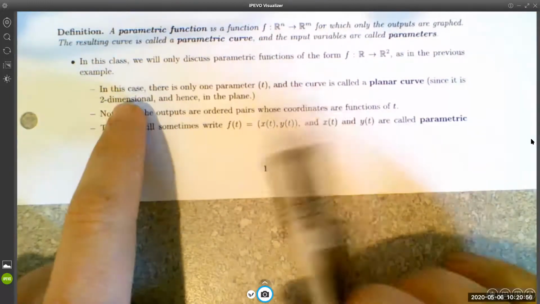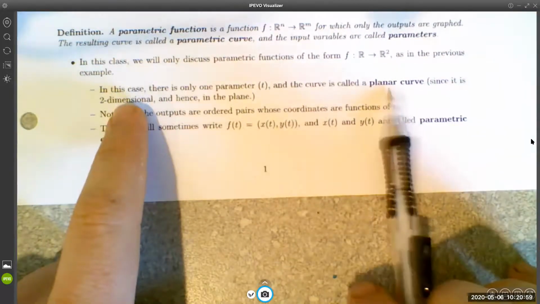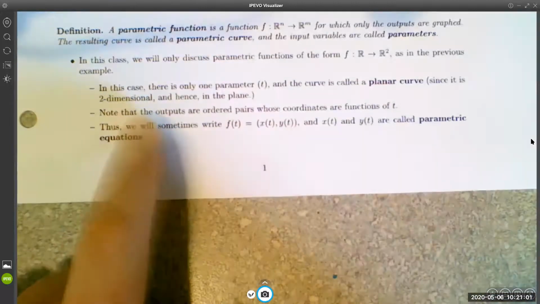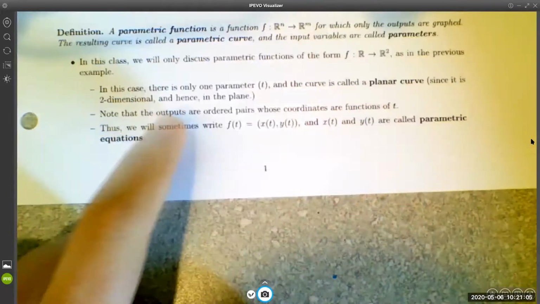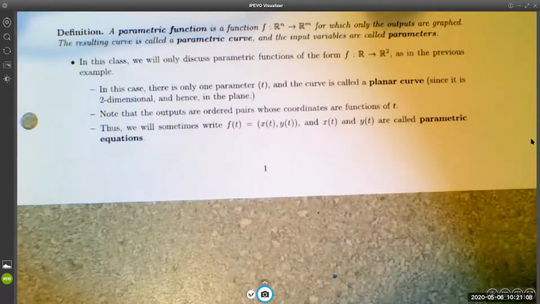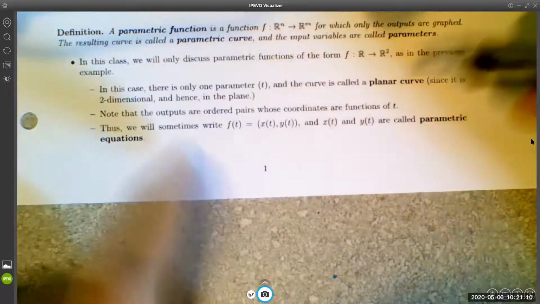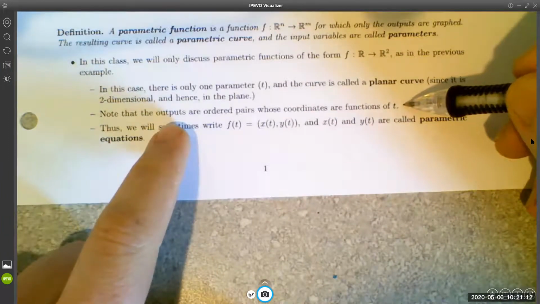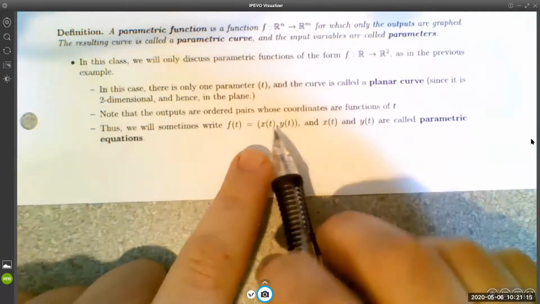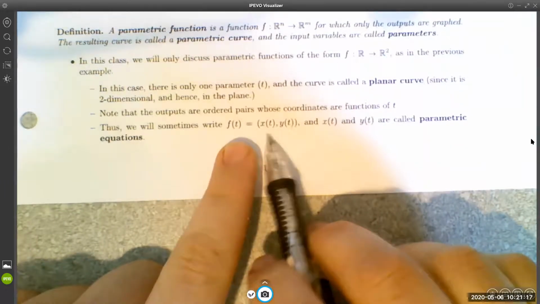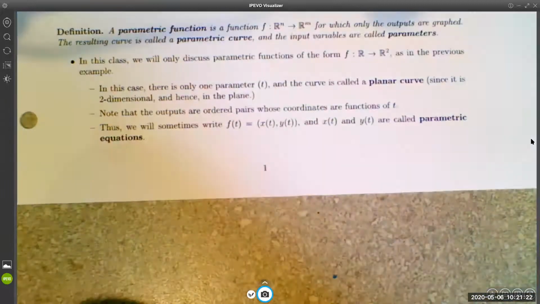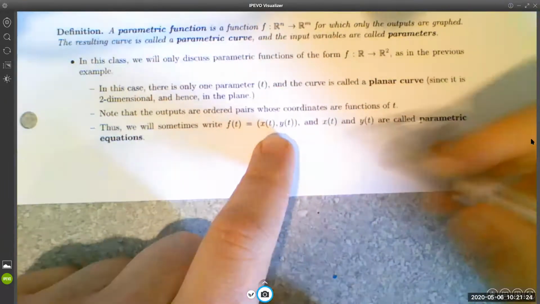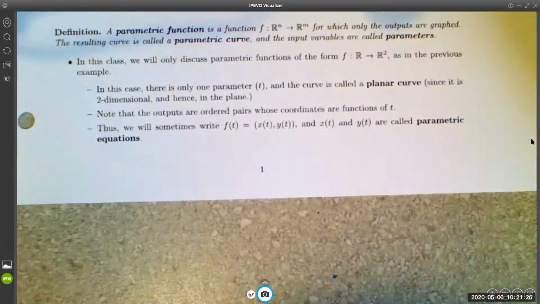When you're looking at that specific case, those curves are called planar curves. The resulting curve is called a planar curve because it's 2-dimensional. And also in this case, you only have one parameter, t. The outputs are ordered pairs whose coordinates are functions of t, and so I sometimes write them this way. I say f of t is the ordered pair x of t, comma, y of t. Those functions, x of t and y of t, are called parametric equations.